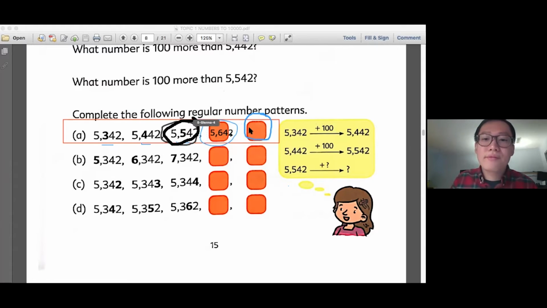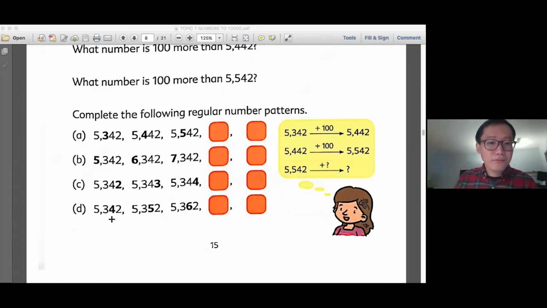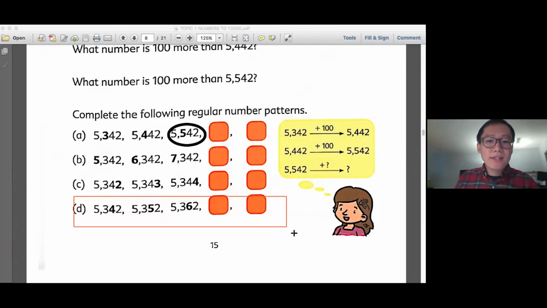Anyone can tell me what should be the next number? It's 5,742. Very good, right? The hundreds place are increasing by 1 each time. Right? So that's the pattern for A. Let's do another pattern. Let's do part D, right? Part D.